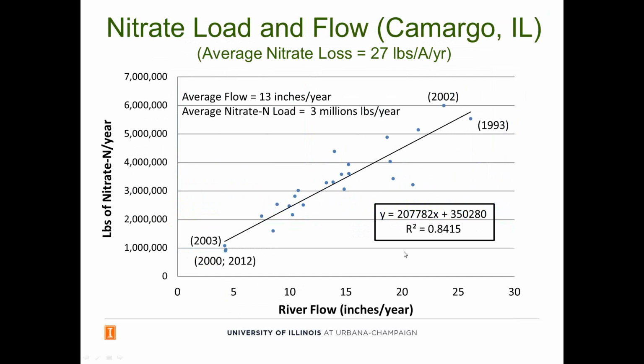A very good R-squared, so it suggests that a regression of river flow and nitrate load is an R-squared of 0.84, meaning this one line, this equation, can predict with certainty about 84% of the time. And so our average loss from this watershed is 27 pounds of nitrate per acre per year, which is a little higher than what you saw on that other map, but those were larger watersheds. But this is a very intensively farmed and extensively drained watershed.